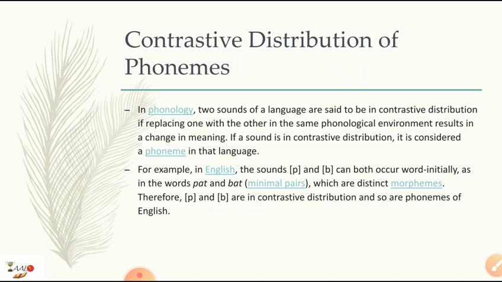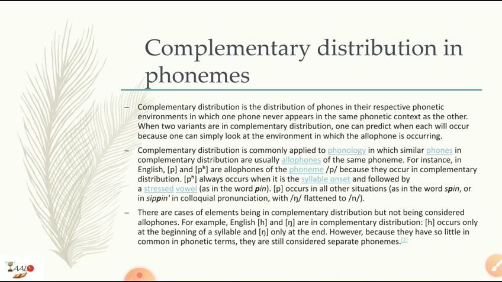Now, phonemes are said to be in complementary distribution when one phone never appears in the same phonetic context as the other. So, when two variants are in complementary distribution, one can predict when each will occur, because one can simply look at the environment in which the allophone is occurring. So simply put, it is like this.